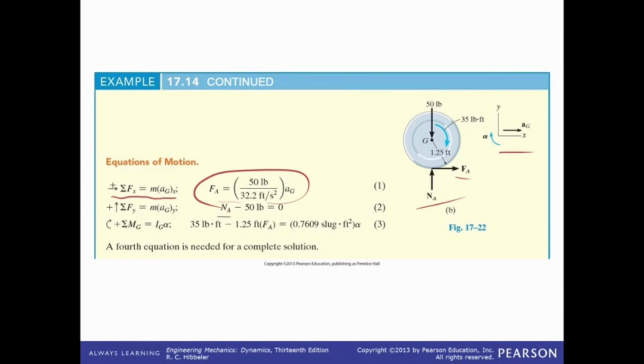In the y direction, I get N minus 50 is equal to 0. So now I know the normal force is 50 pounds. And I sum moments about G and set that equal to I_G alpha. So we have an applied moment of 35 foot-pounds, and he's assuming positive direction clockwise, minus this 1.25 times the frictional force is equal to I_G times alpha. We have 4 unknowns and 3 equations, so we need another equation.